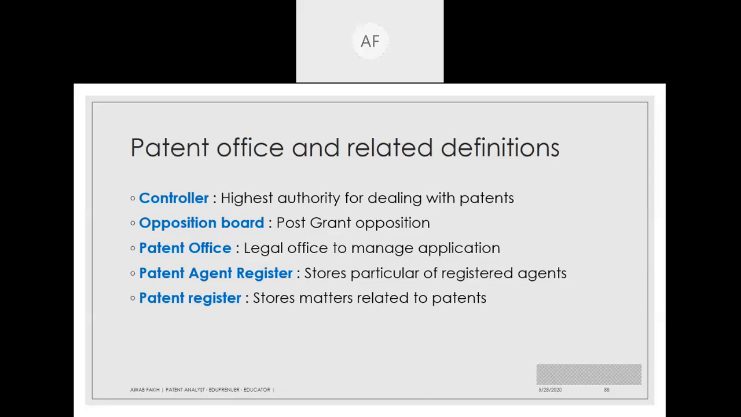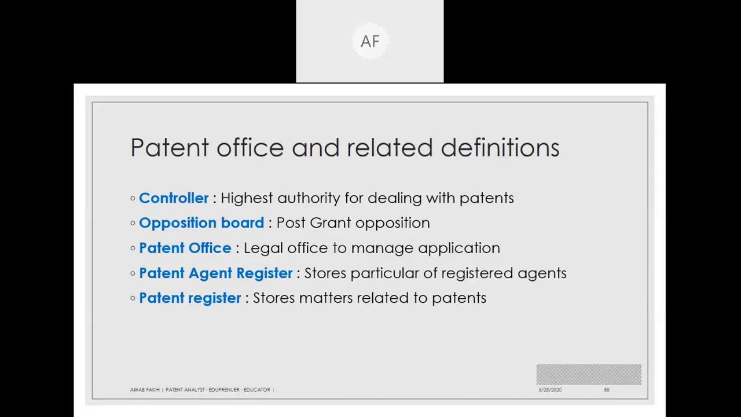We can talk about the authority of the patent office. One authority is the examiner, who is responsible for examining the application. He will check all the prior arts. Prior art is basically the state of the art, or the work that has already been done in a particular field. So a document containing that work will be a prior art. The examiner will check all those prior arts.